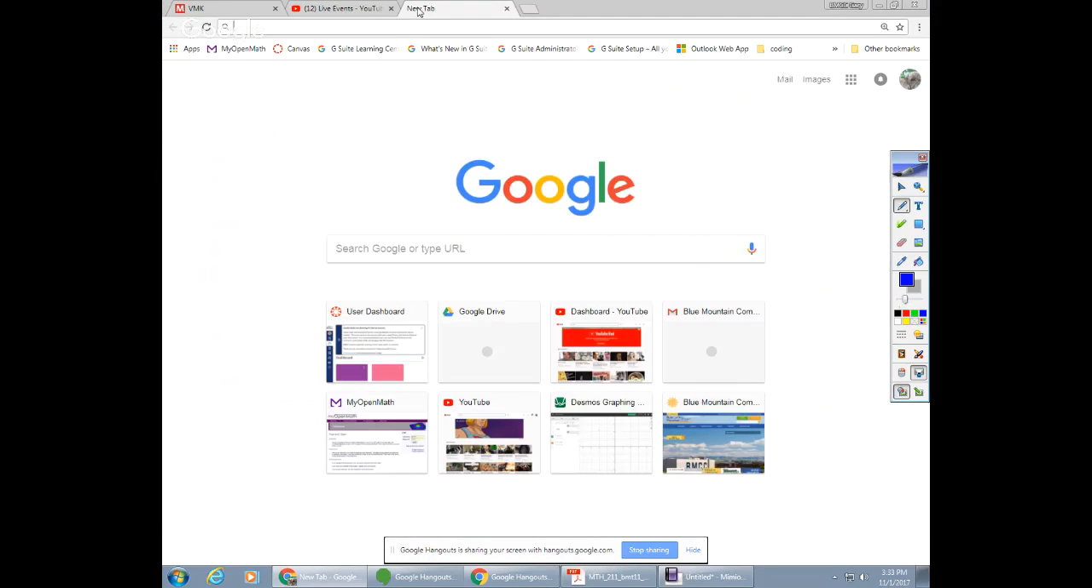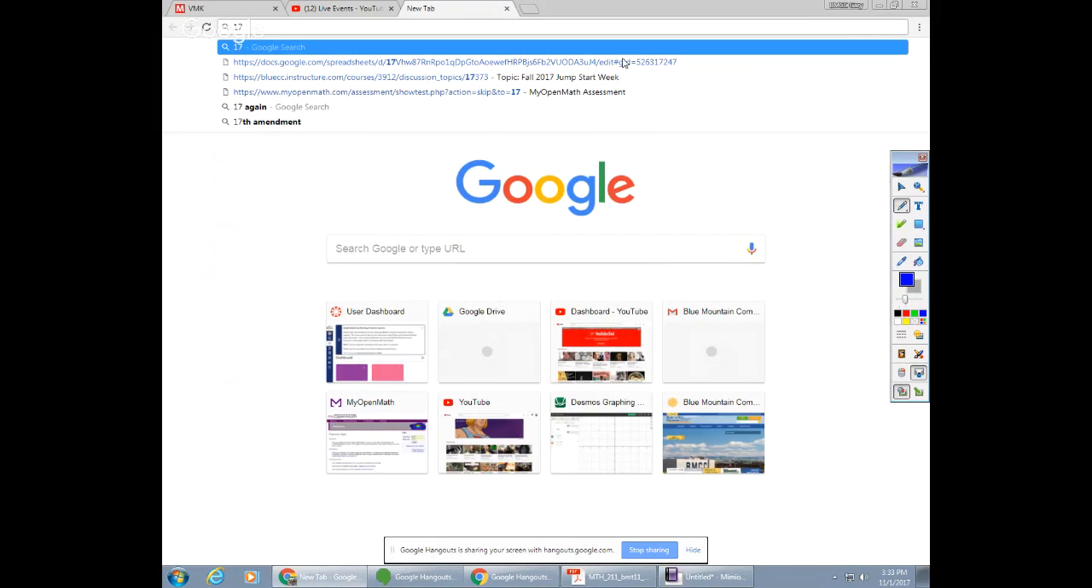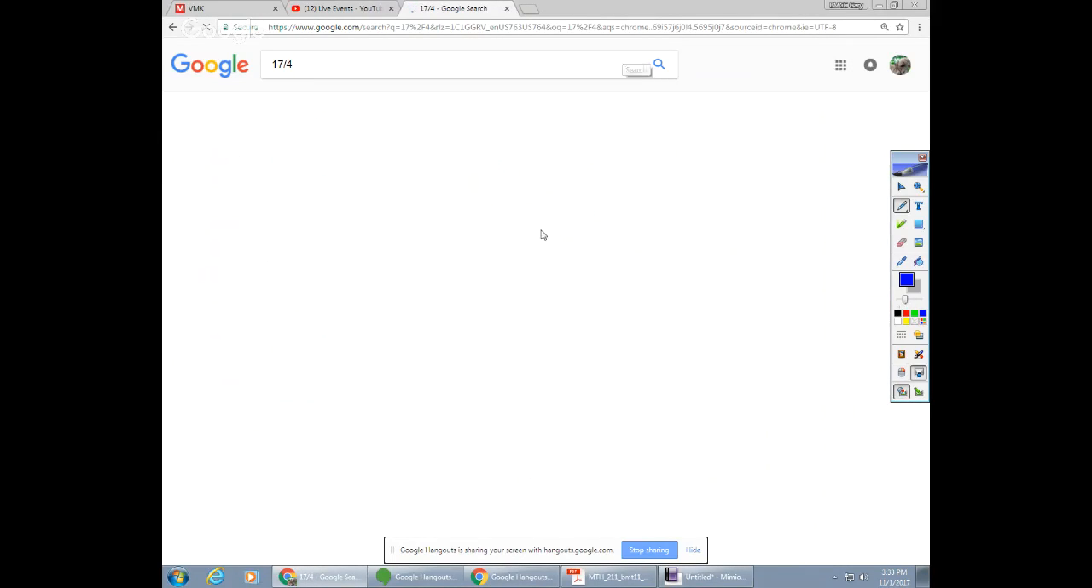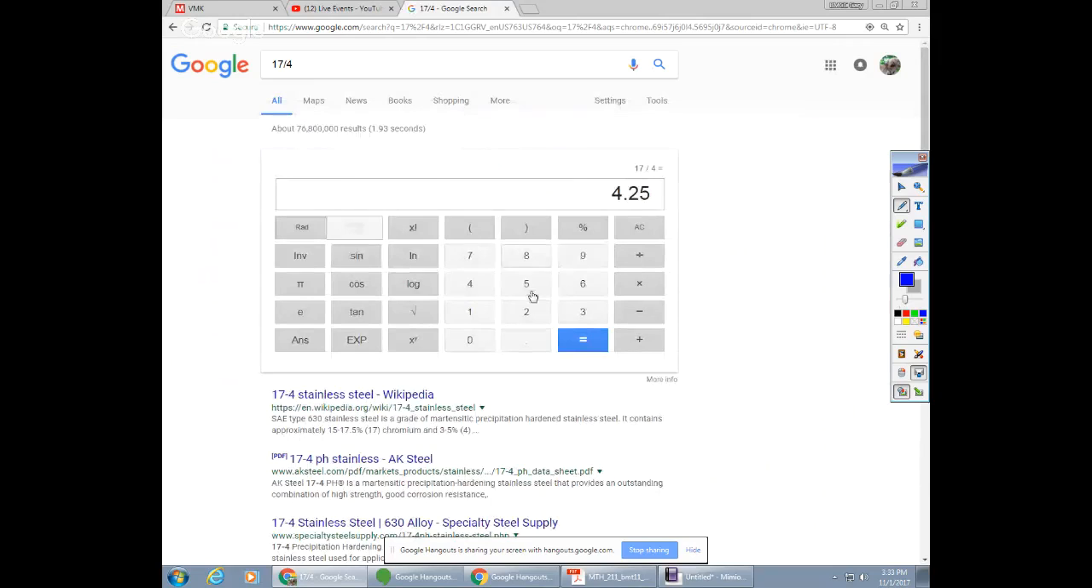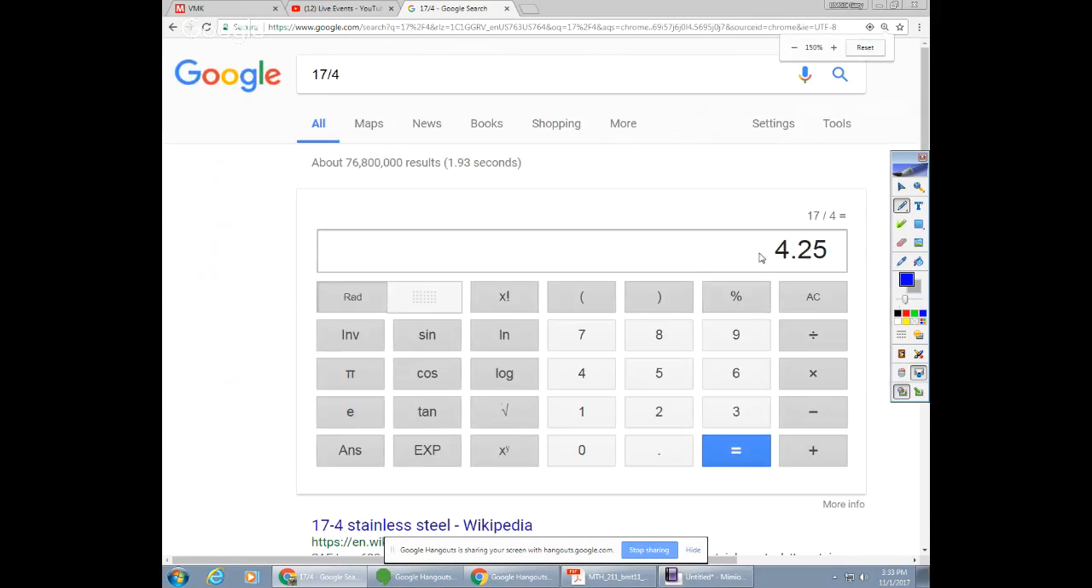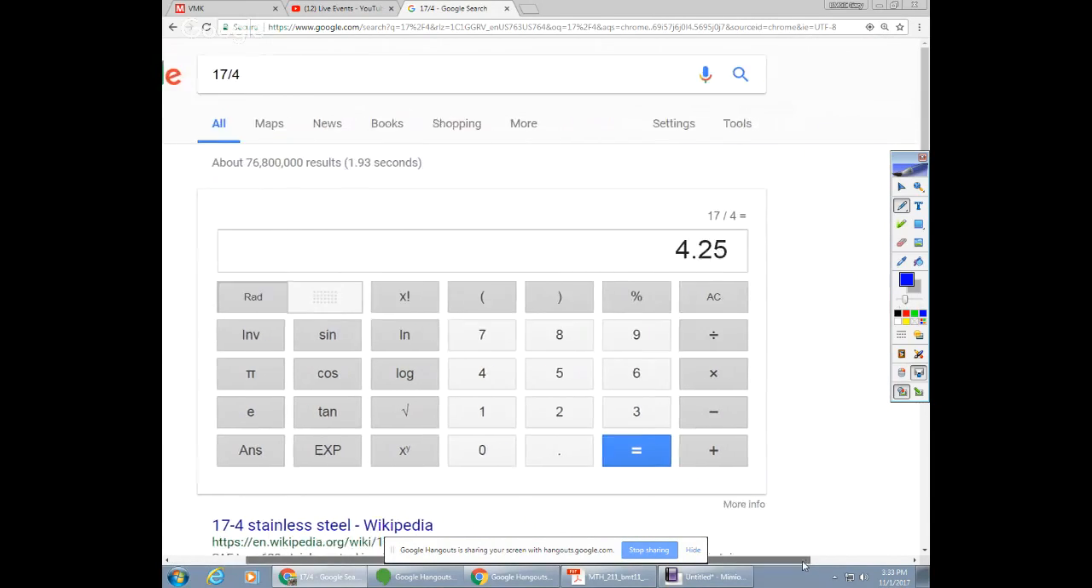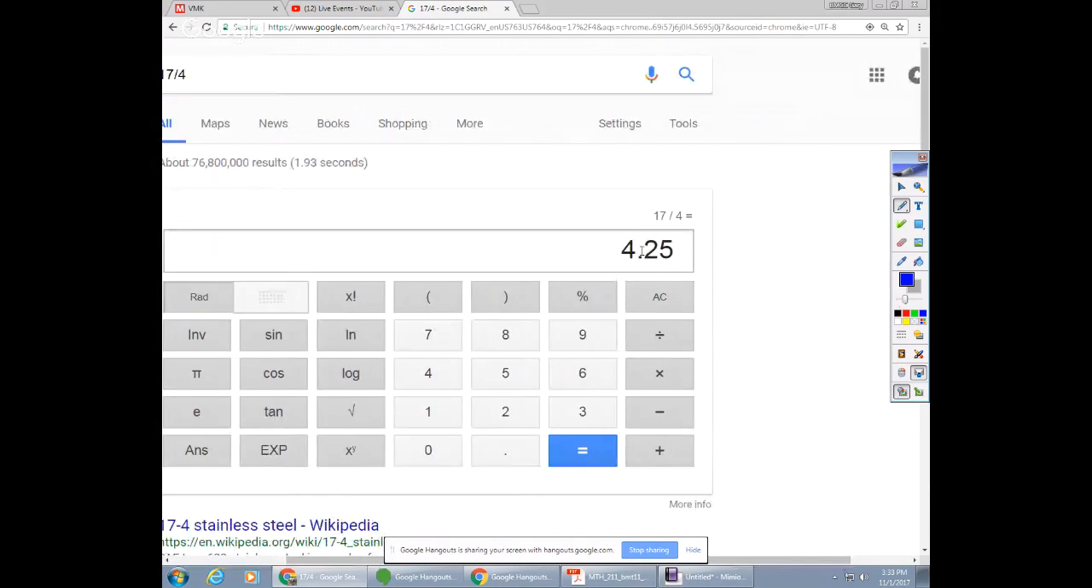I used to have an Android phone, and my Android calculator was identical to the Google calculator. So if I type 17 divided by 4, then it brings up the Google calculator here, which is what my Android phone calculator looks like. The iPhone calculators are a little bit different. So here it tells me it's 4.25.